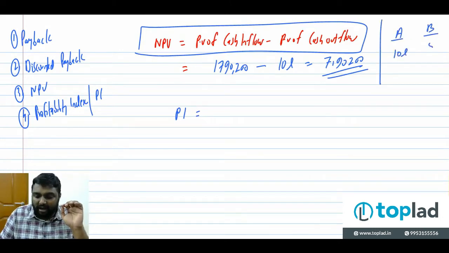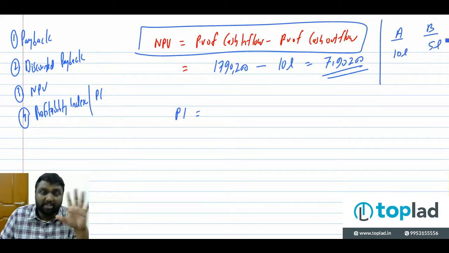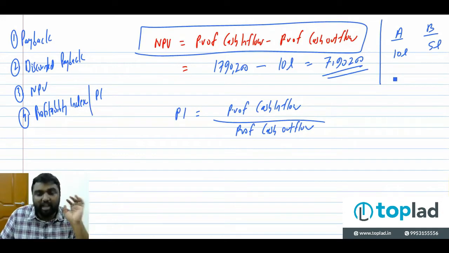Outflow one day is 10 lakh, one day is 5 lakh. If the outflows are different, the best method is PI, the profitability index. PI is very easy. If you understand NPV, PI is also clear. PI means present value of cash inflow divided by present value of cash outflow.